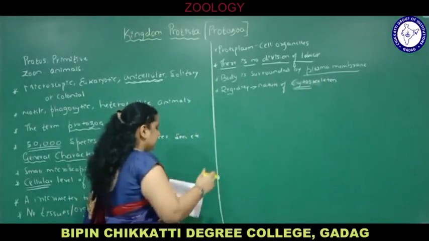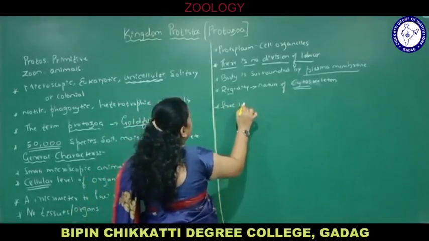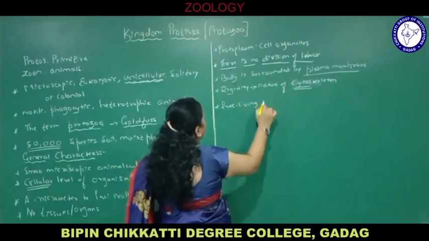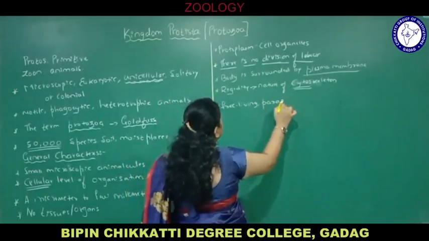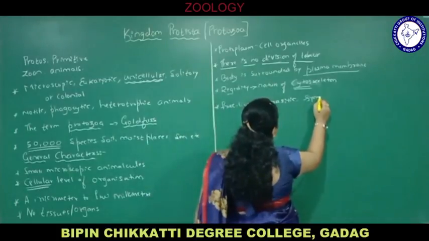Next, they may be free living, or they may be parasitic, or they may live in a symbiotic association.